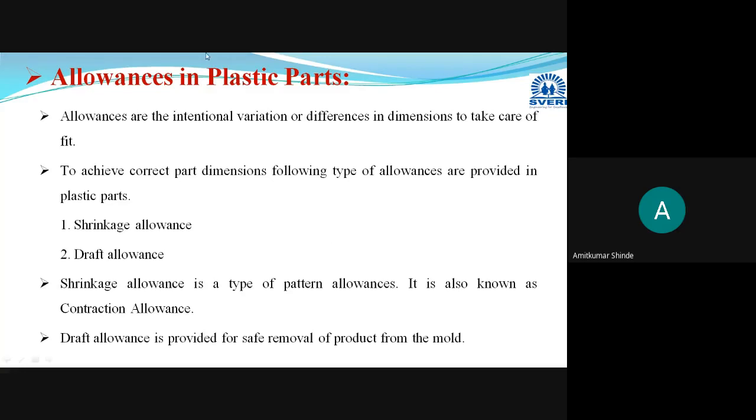And to compensate for the shrinkage due to the solidification process, a reduction in size will be there, which is termed as shrinkage. To compensate it, the allowance provided is termed as shrinkage allowance or contraction allowance. These are intentional variations in the dimensions to take care of the proper fit, proper removal, or to obtain the proper component with the desired shape and size. So these two types of allowances will be provided.